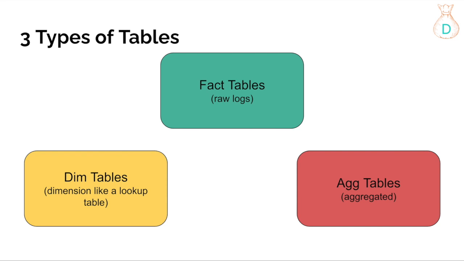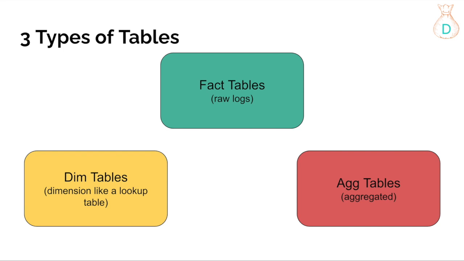And then you have dim tables. It's usually the lookup table you want, and the customers table would be the best example of a dim table. It's pretty much just a lookup for the dimensions. And then you also have the agg tables, which is aggregated data. Let's say the orders table, but aggregated on a daily basis by customer by product. It takes a summation of all the orders made that day.